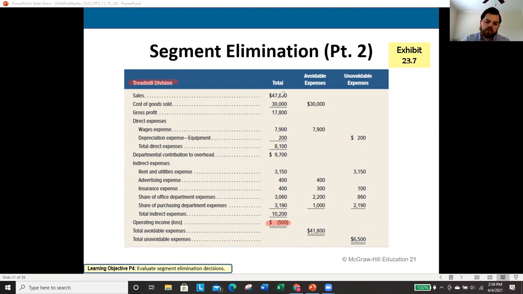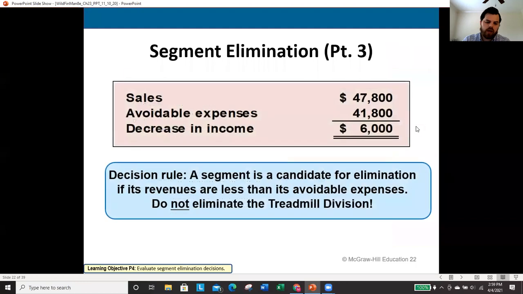So in this case, let's look at a couple of key pieces of information here. I have sales of 47.8. You'll notice that I have avoidable expenses of only 41.8, and then the remaining 6,500, of course, is unavoidable. So I wonder if that's going to impact my decision. So let's go ahead and move into my next piece. So sales minus avoidable shows me that there's $6,000 in income that I'm generating from this area to help me cover some of those unavoidable expenses.